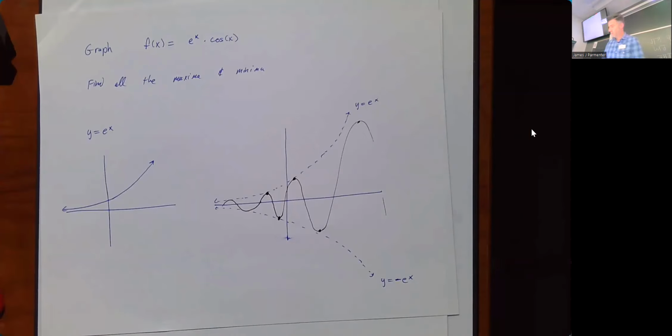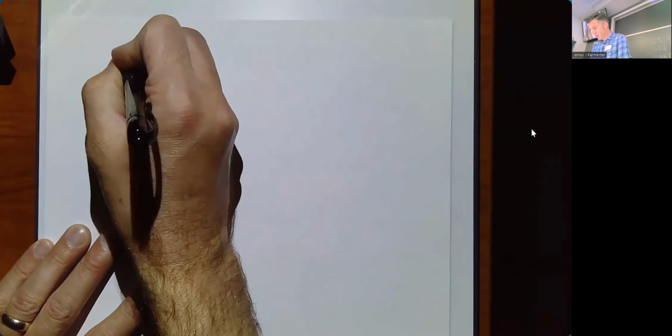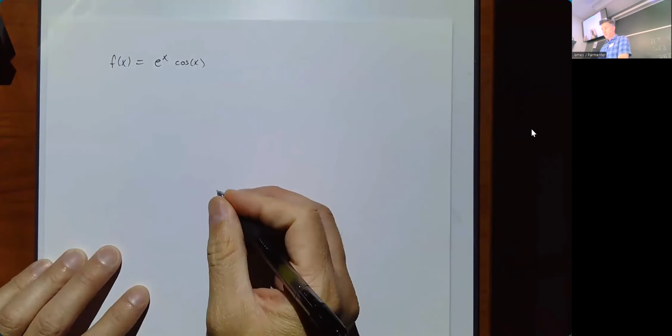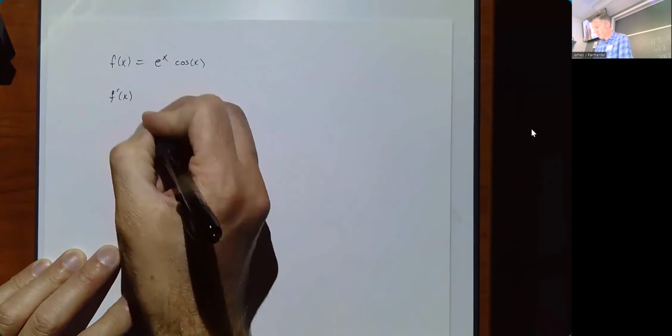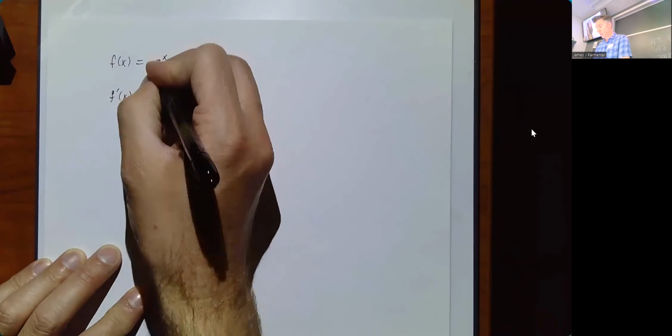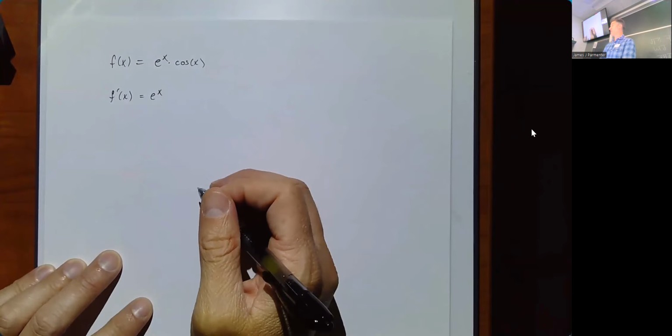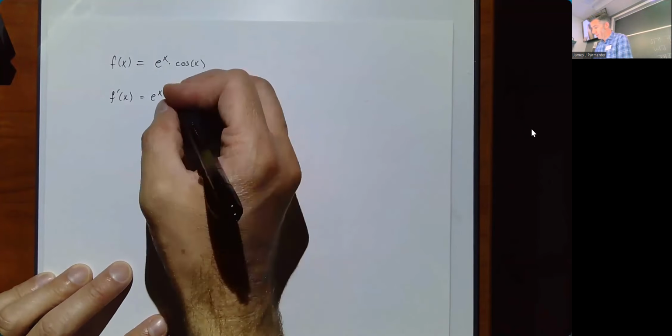All right, so our function is e to the x times cosine of x. The derivative is product rule. Derivative of e to the x is e to the x. The derivative of e to the negative x is e to the negative x times -1, just for reference.